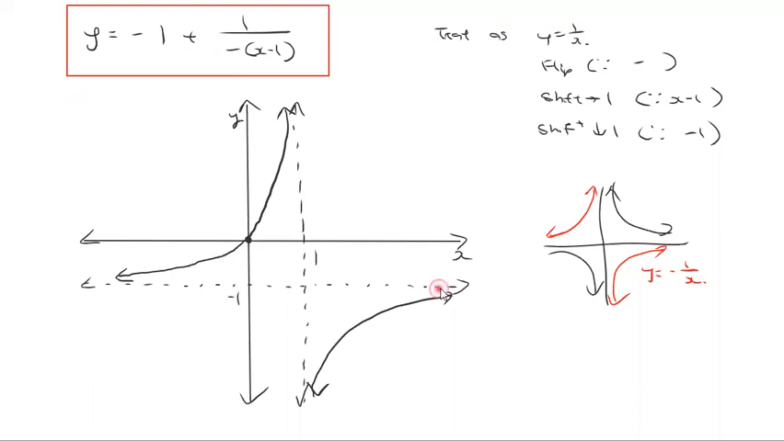And if we look at the graph here, as x approaches infinity, what happens to y? Approaches -1. On the positive or negative side? Negative. Yeah. And that matches what we've said all along. Does that make sense?